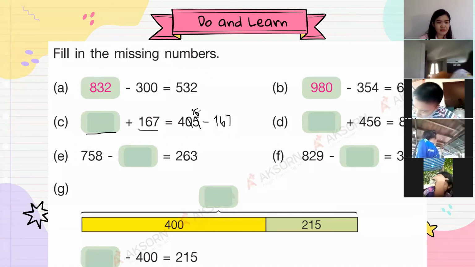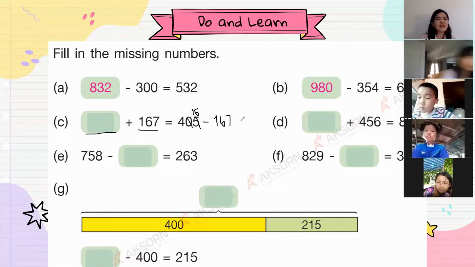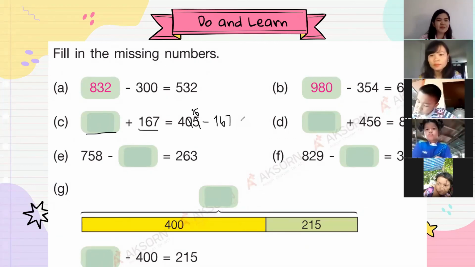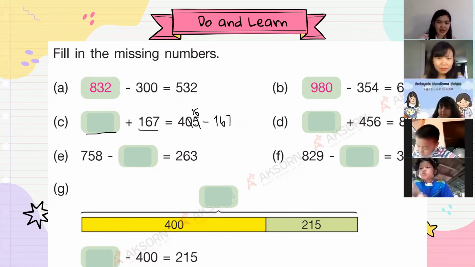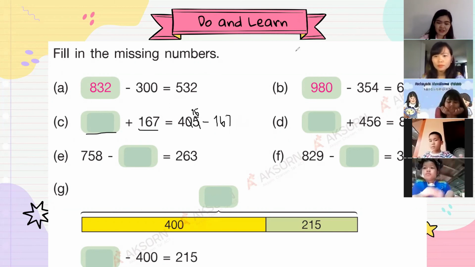So 15 minus 7. Okay. Very good. So what will be the answer? Let's look.